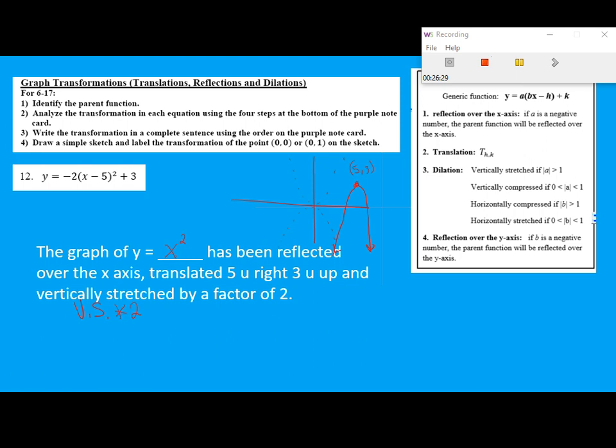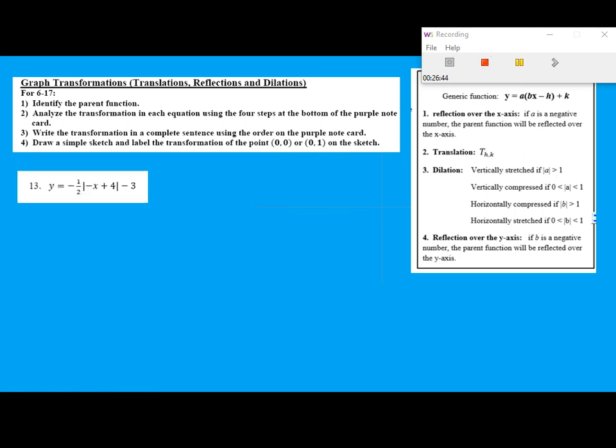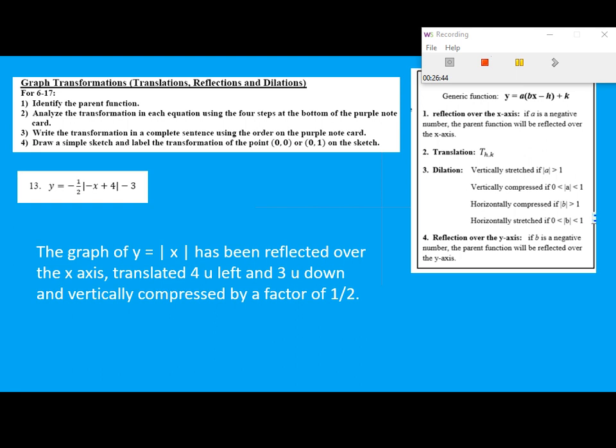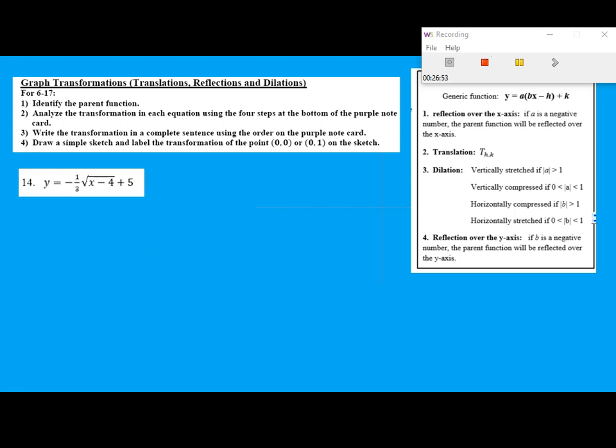Let's go ahead and drop down to number 14. There's that answer to number 13. If you want to pause the video and write it down, make sure you can understand it. Here's my number 14. Number 14 looks like this. Has it been reflected over the x-axis? The answer is yes. So I've just used that negative.